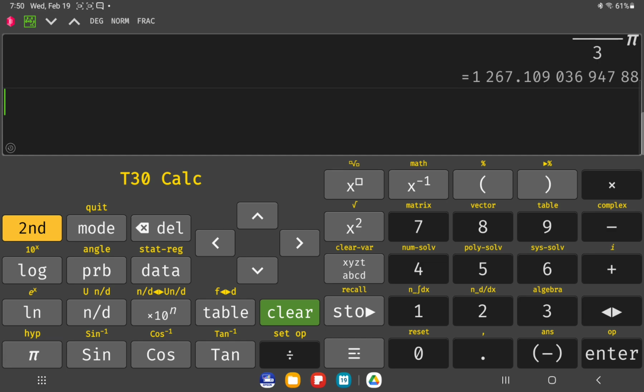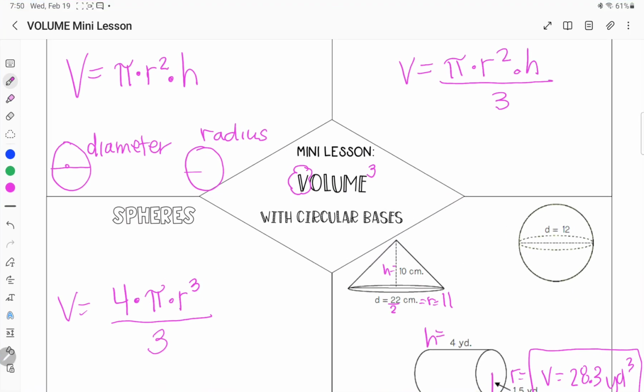So if I were to round this to the nearest tenth, I would still have 1,267.1. So I'm going to come back here, and I would have my volume equals 1,267.1, and this is in cubic centimeters.